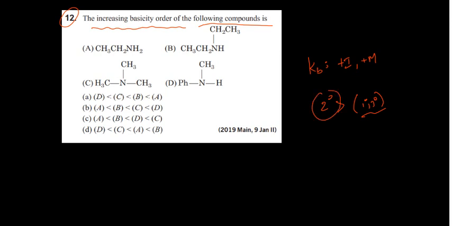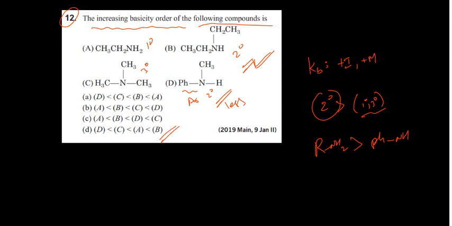See, here is a primary, it is a secondary, it is a secondary and it is a tertiary. So secondary should have the maximum. Obviously, between aromatic and aliphatic, aliphatic is higher than the aromatic. So here it is aromatic, so it is less. So obviously B will be more. B will be more means only one option is there. That is your answer, D.